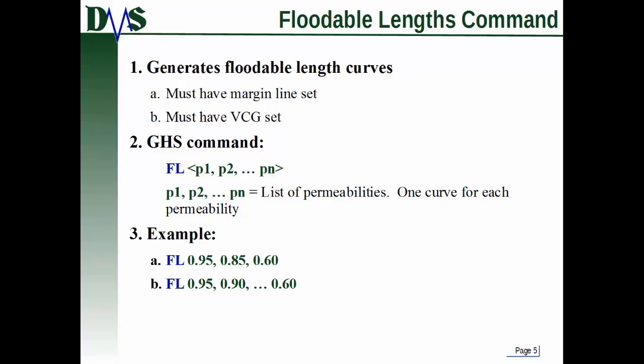So here's a couple examples. You can see FL of 0.95, 0.85, and 0.6. So it will give us 3 curves. You can also do it with a dotted list. So 0.95, 0.90, and this is going to keep going. So 0.85, 0.80, 0.75, 0.70, 0.65, 0.60. So both of those options work.